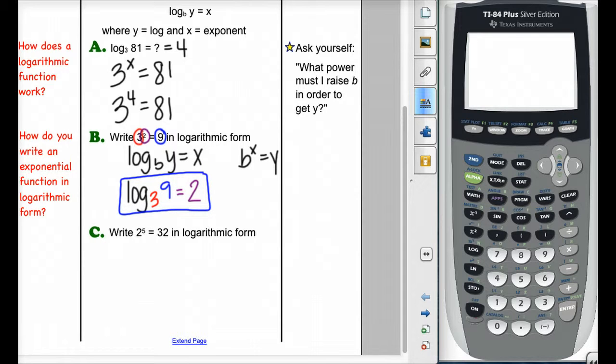What I want you to do now is give C a shot, enter your answer in the Edpuzzle, and then you can go ahead and check your work. For 2 to the 5th equals 32, we know that 2 is our base, so this is going to be log base 2. And remember, from exponential form to logarithmic form, the 5 and the 32 switch places. So 32 is before the equal sign, and 5 comes after. So it should be log base 2 of 32 equal to 5.